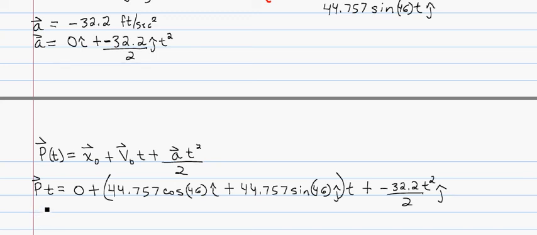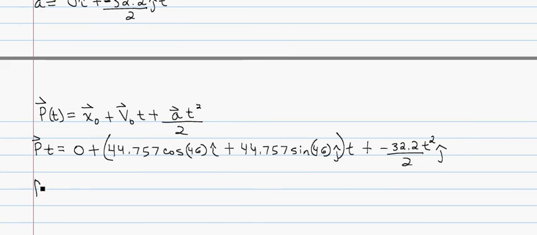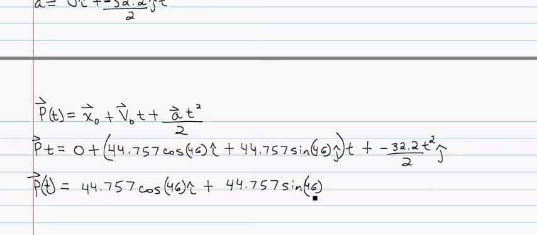So putting these pieces together and simplifying a little more, we get P of t is equal to 44.757 cosine of 46 degrees times t times i, plus 44.757 times sine of 46 degrees times t, and I'm going to factor out that j unit vector, so we can actually change this to a minus 32.2 divided by 2 times t squared, this entire thing multiplied by the j unit vector.